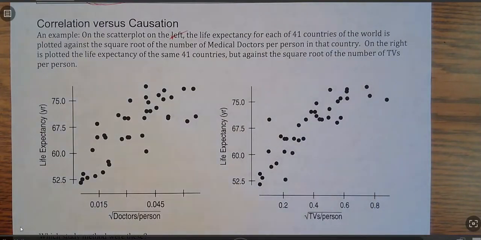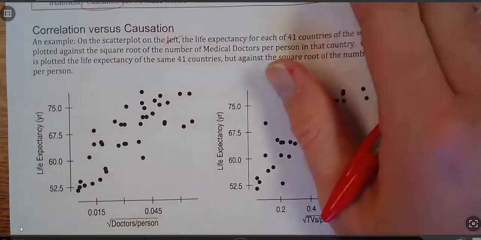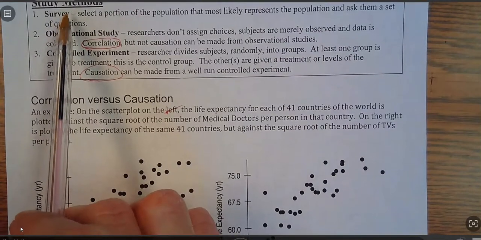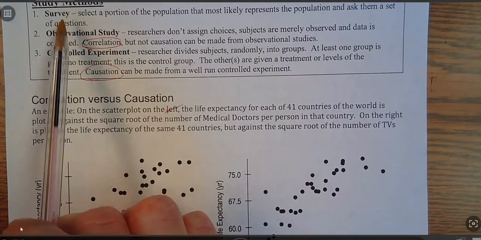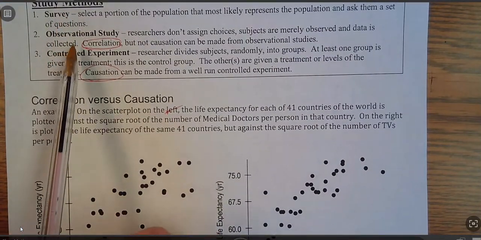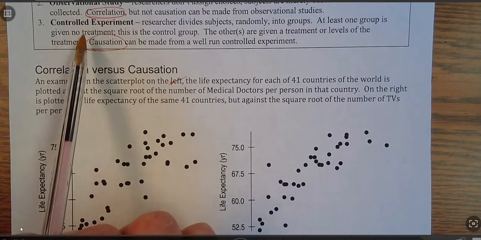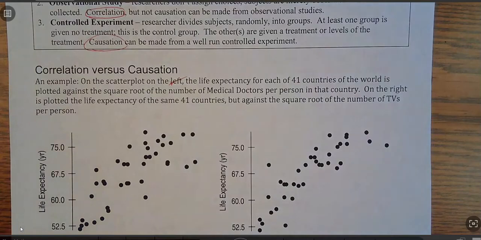So which study method did we use for this, though? Did we do a survey? We just selected part of the population. Did we do an observational study where we watched just what happens? Or did we do a controlled experiment where we divided them into groups and gave them a treatment?